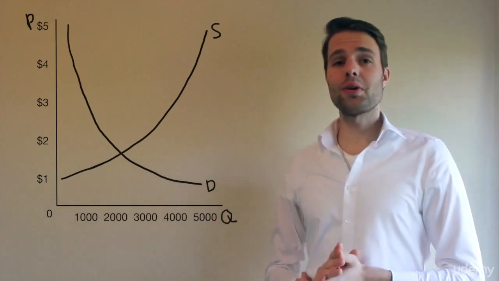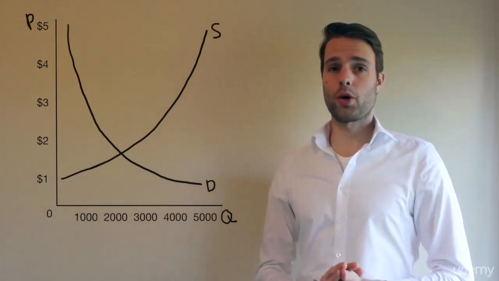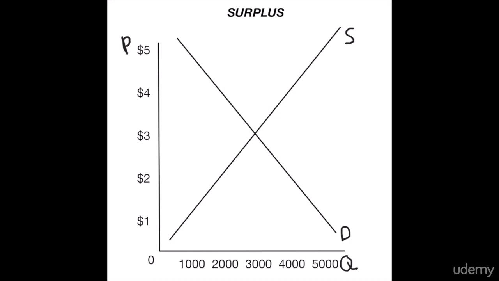Great. Now we know this, let's look at two market examples to see this graph at work. Here we can see our supply and demand graph. And the first thing we can see is that the equilibrium price for chocolate is $3.